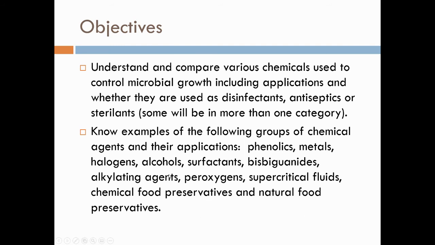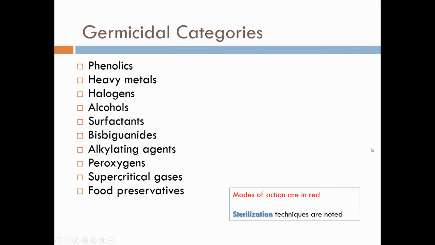And then we'll learn a little bit about some of these chemical agents and when we would use them, like phenolics, metals, halogens, alcohols, surfactants, bisbiguanides, guanides, alkylating agents, peroxygens, supercritical fluids, and then chemical food preservatives and natural food preservatives. So these are our groups, same as before. Modes of action are in red, and if it can achieve sterilization, that will be noted.